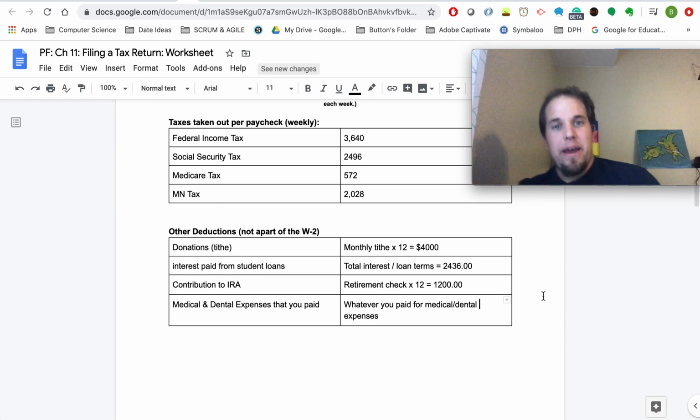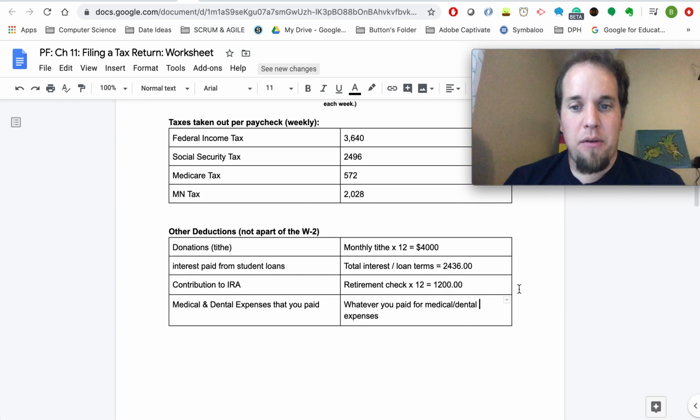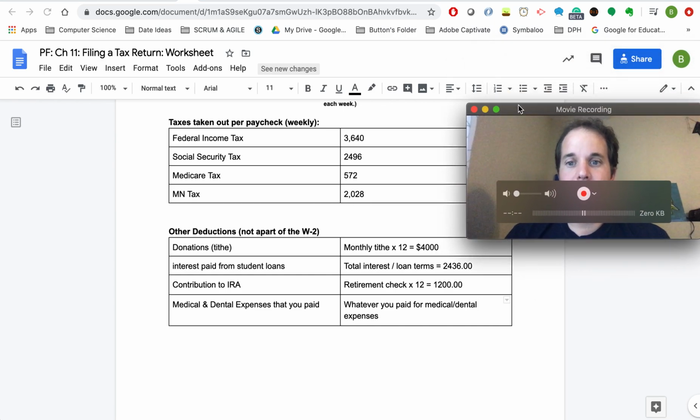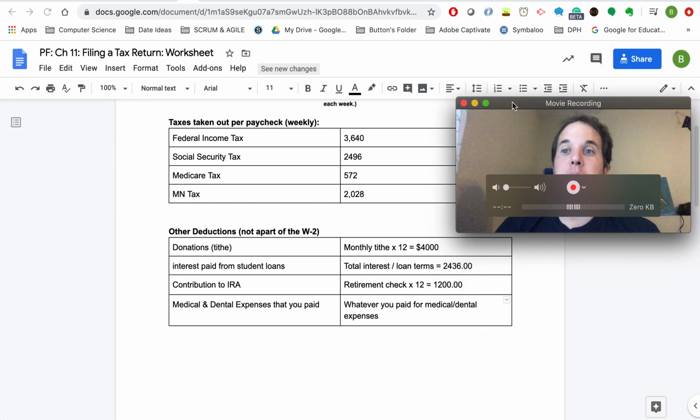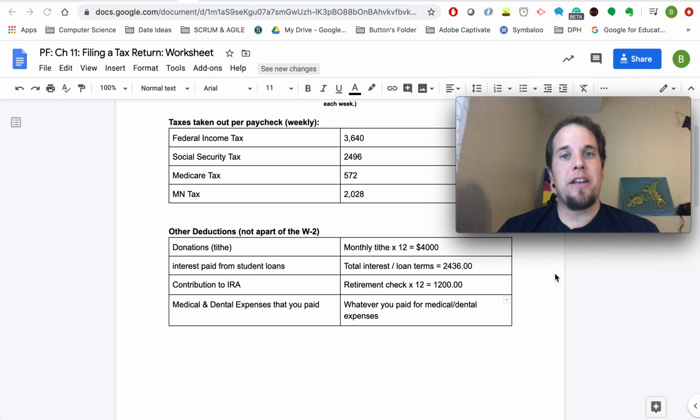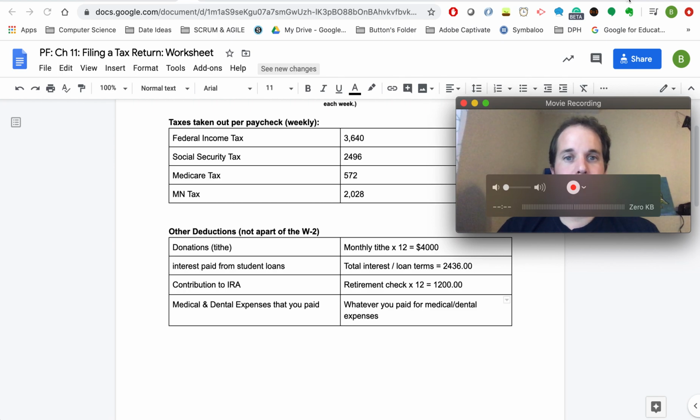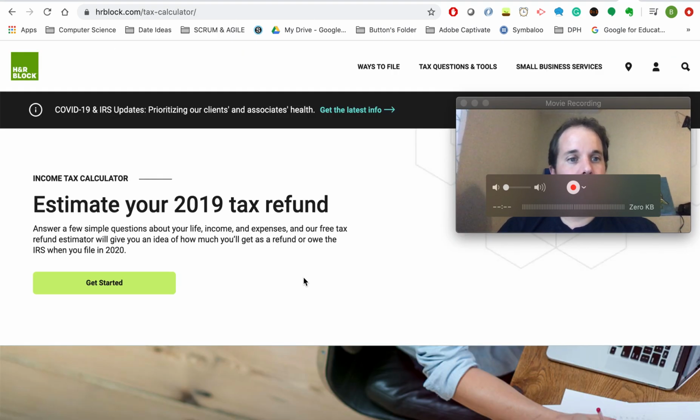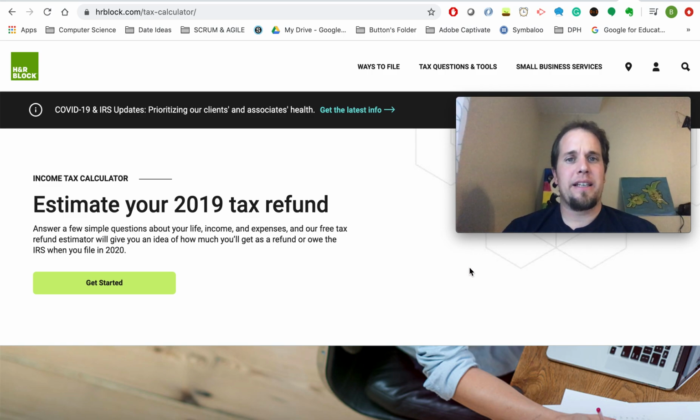All right, now we have all our numbers. Now we're ready to go to the tax page. And so we're going to use the H&R Block free calculator. And this will all be linked on the site on the assignment.